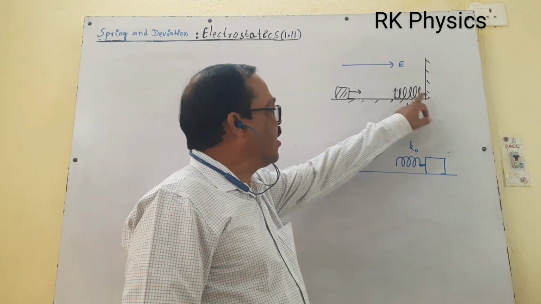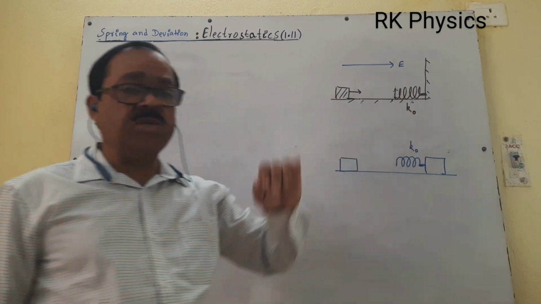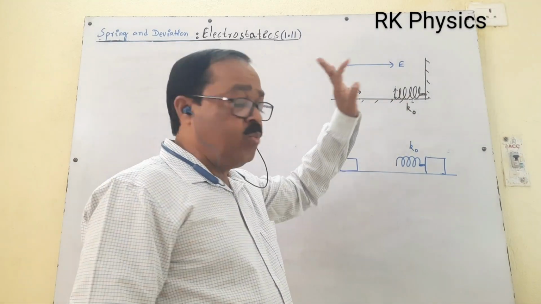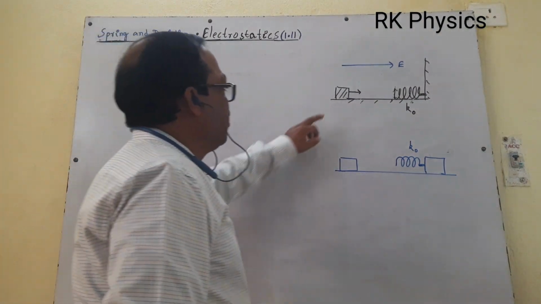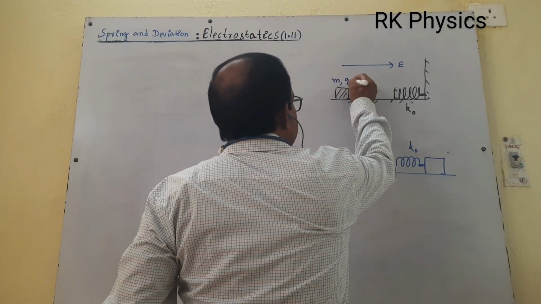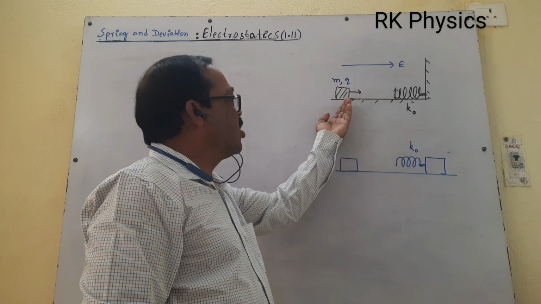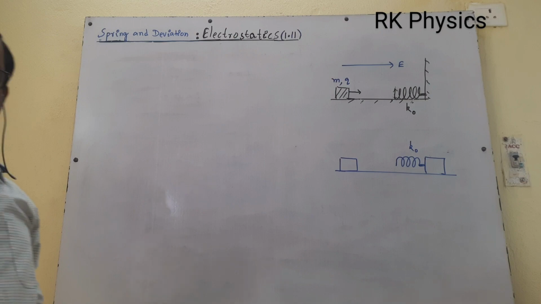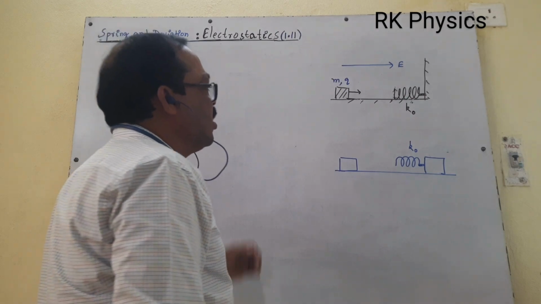A spring is fixed at one end, and the other end is movable and free. The surface is smooth, and the spring is at its original length at the beginning. K naught is the force constant of the spring. Now imagine an object of mass m having some charge q placed some distance away from the spring. Let us apply a horizontal electric field E towards the right, that is, towards the spring.